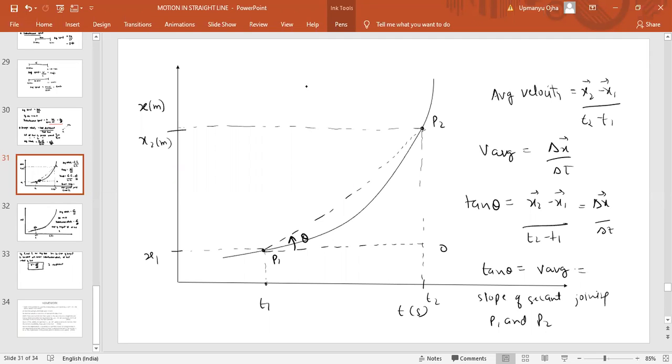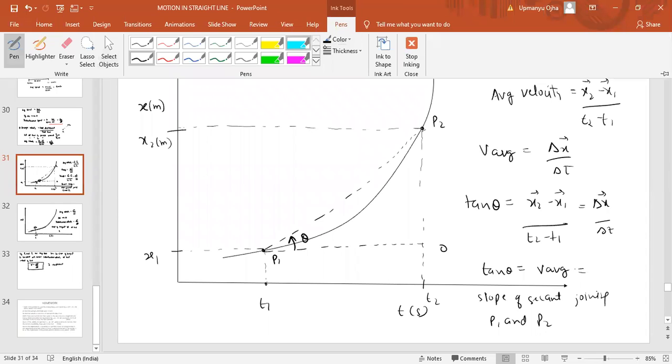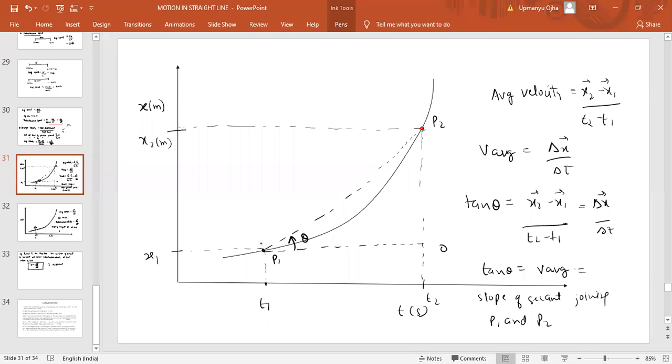Displacement is the shortest distance between the initial point and the final point. So x2 is here, x1 is here. What is the shortest distance? The shortest distance is a straight line joining p1 and p2, and that is the displacement. The direction of displacement would be from P1 to P2. I told you that this arrow represents the displacement.